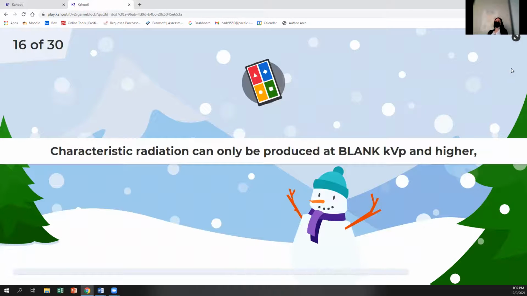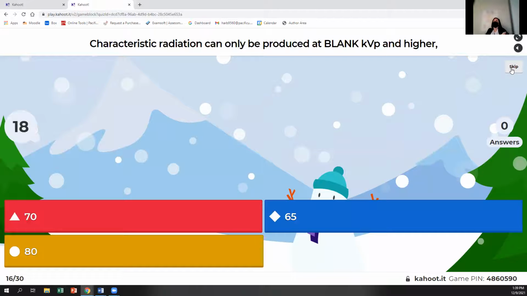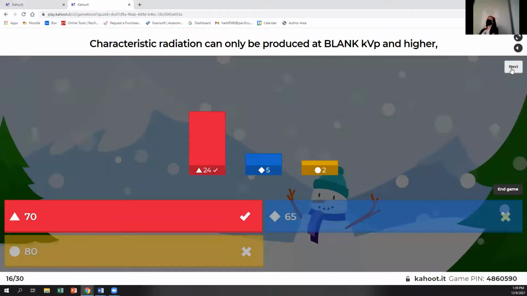Characteristic radiation can only be produced at a certain kVp and higher. So the kVp is usually, on our two new machines, either 65 or 70, but our other ones are set at a certain number, and you can always go in the lab and look. If it's 70 or higher, then it can produce characteristic. So two of ours are Bremsstrahlung, and those other two, I actually don't know, because you can change it. So they could be making characteristic, I guess.